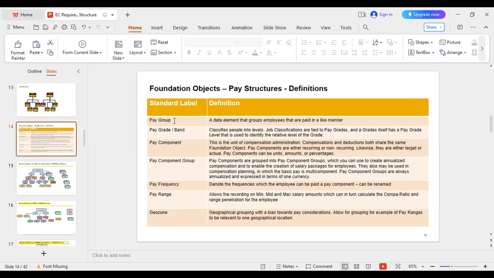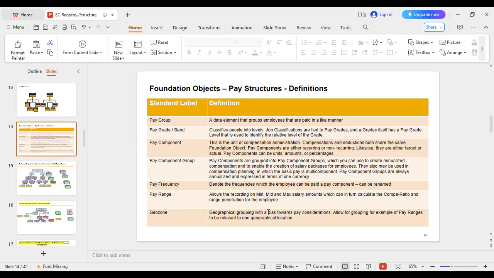Like legal entity is associated to this. In the same way, the pay structure is associated one to one. Okay, so pay range, what is pay range? This is the minimum range we are making for this position. This is the mid range. This is the max range. Okay, we are making this for any of the foundation objects, for any of the employees.